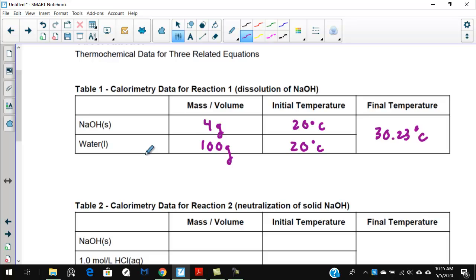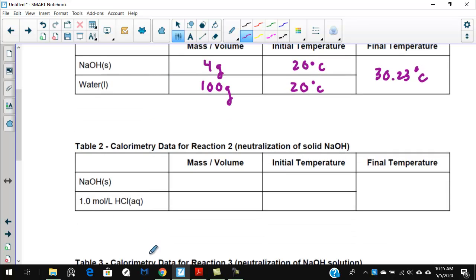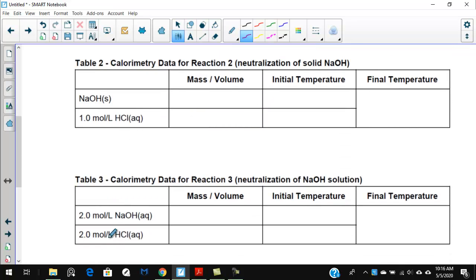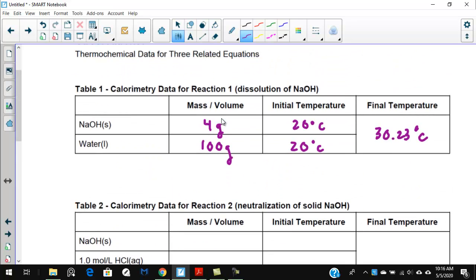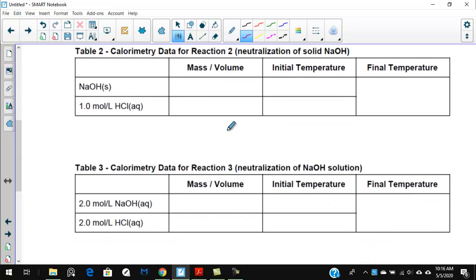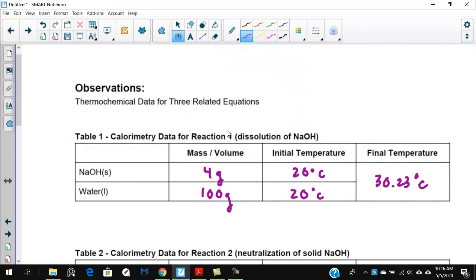So now you can calculate the ΔH for this using that data, and you're going to go through the other 2 reactions in the same way. You're going to reset the calorimeter, and then you're going to set it up with solid and 1 mole per liter HCl, and then 2 solutions, 1 of 2 molar HCl and 1 of 2 mole per liter NaOH. And each time you're going to get an initial temperature and a final temperature, and you'll be able to calculate out experimentally the enthalpy reactions for all three of these. Okay, so that's the first step.